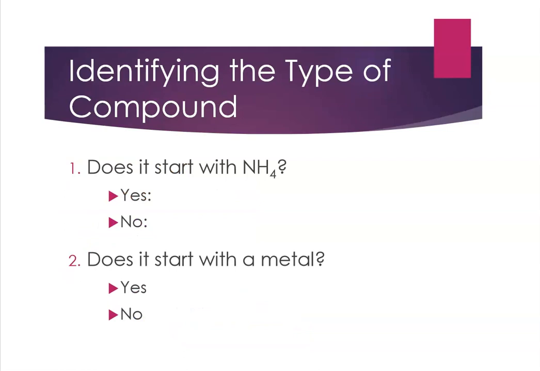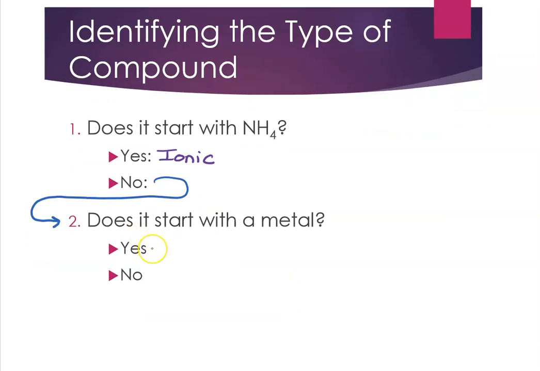So when we don't know if it's ionic or molecular, then we have 2 questions we can ask ourselves. So first we say, does it start with NH4? If the answer to that is yes, it is ionic. If the answer to that is no, then we go to our second question here, does it start with a metal? So if it's on the left-hand side of the periodic table and it starts with a metal, then it is ionic. And if it does not start with a metal, then it is molecular. So any NH4 or metal means ionic. Anything that is starting with a non-metal is going to be molecular.